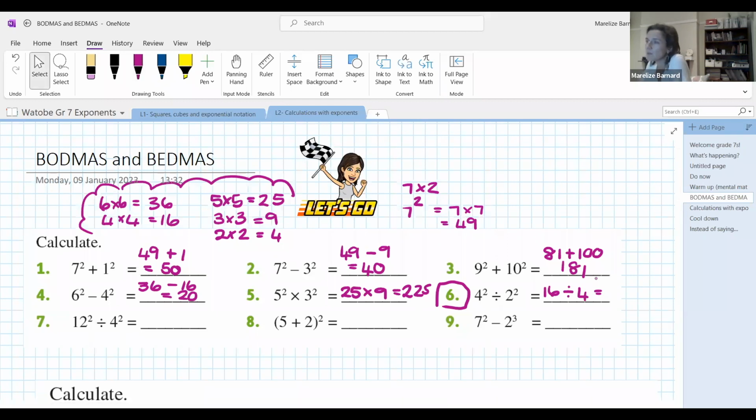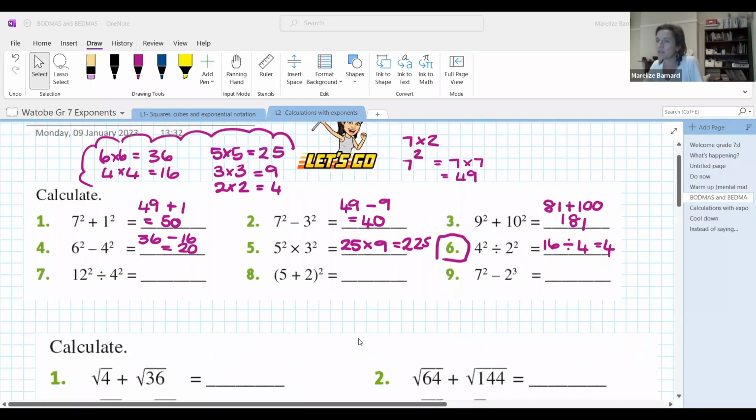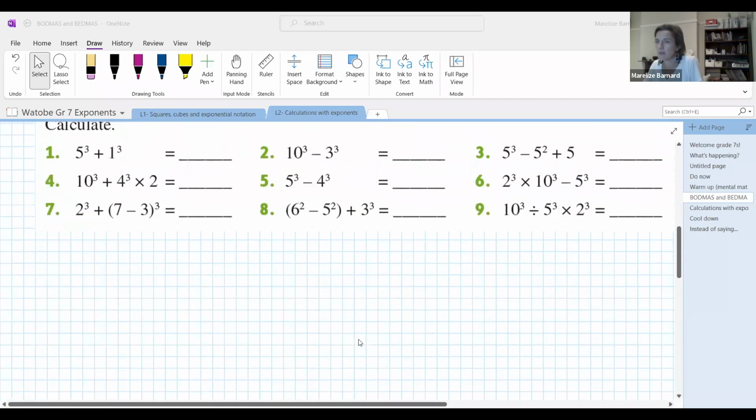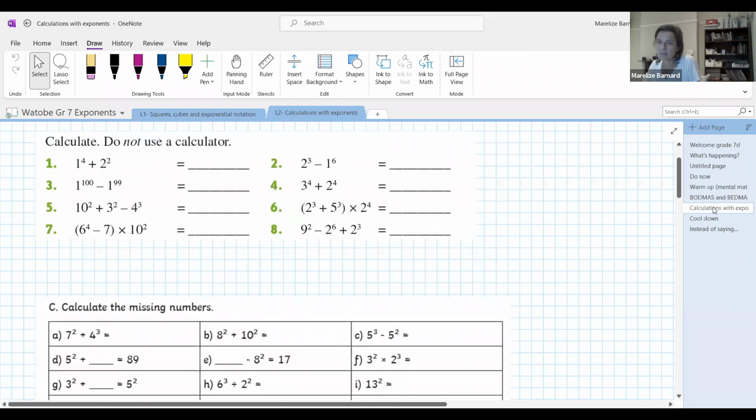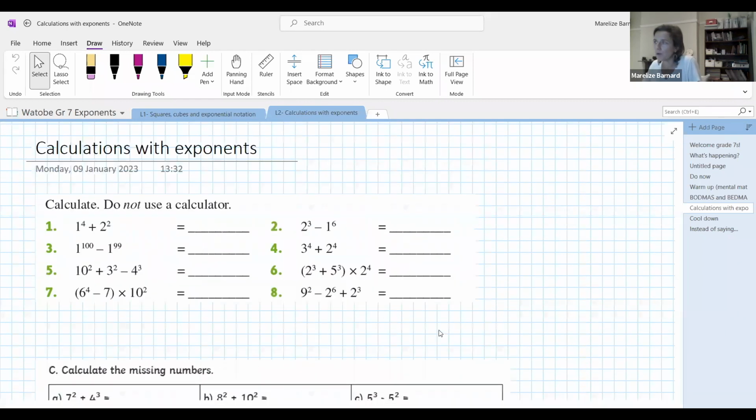Put it in the chat. What's the answer for 6? That's 4. Okay. Right. So that's some operations with squared numbers. I'm going to end off and we're going to do some other ones where we've got some mixed operations in there.